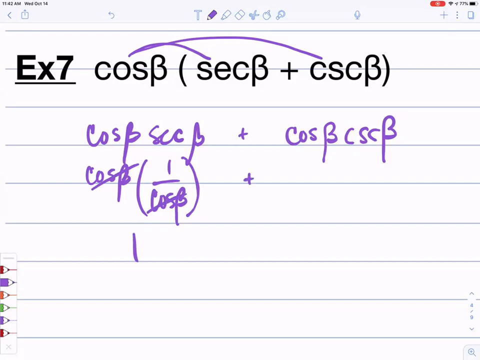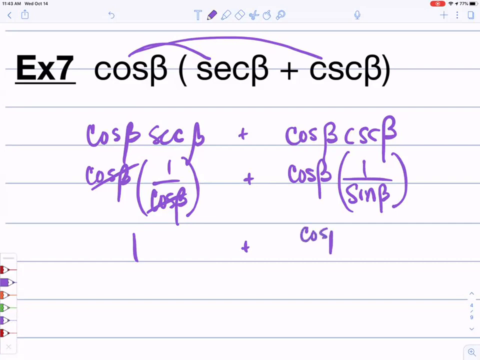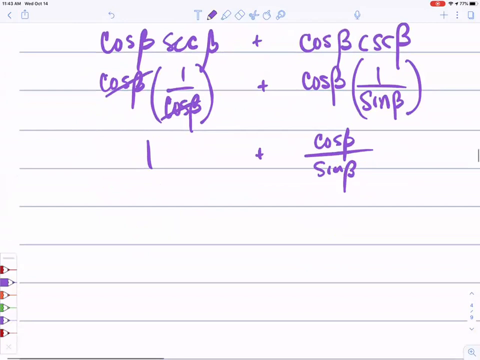Plus, all right, so now let's go ahead and turn into sines and cosines. Cosine of beta times 1 over sine of beta. Okay, so this is cosine over sine. What is cosine over sine? Cotangent. 1 plus cotangent beta. What's that equal to?